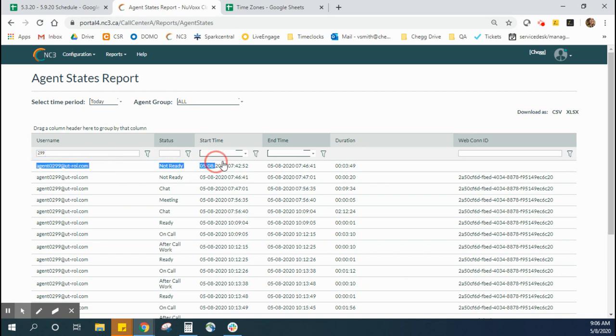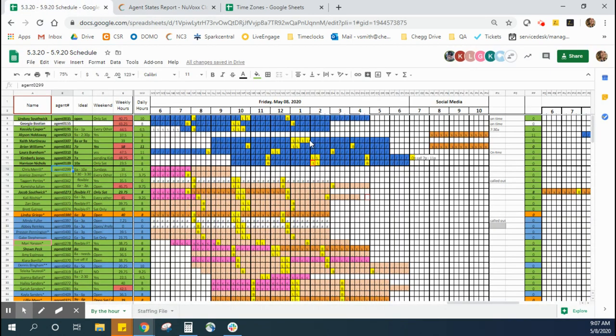One thing to keep in mind is that NC3 time is always in Eastern Standard Time. So 7:42, you want to subtract 2 hours from that. That would be 5:42 our time, right? So it looks like he was ready way earlier before his shift. He got into chat about 5:56. Took them for a couple hours until about 8:09. So we are going to clock him as on time.